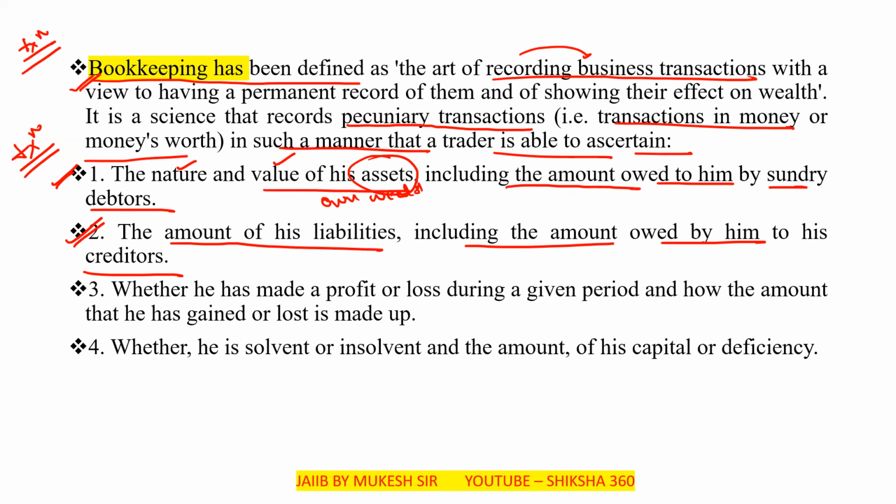Third one is whether he has made a profit or loss. In the end they are able to understand how much amount is credited and how much amount is debited. So whether he has made a profit or loss during a given period, and how the amount that he has gained or lost is made up.